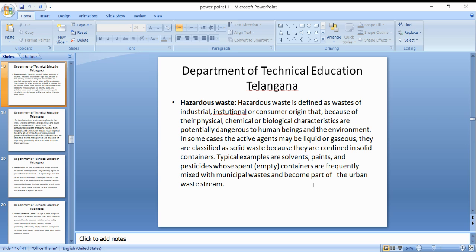For example, if we leave paint that contains some chemicals like that, it will become hazardous. In some cases, the active agents may be liquid or gaseous. They are classified as solid waste because they are confined in solid containers. Solvents, paints, and pesticides, whose spent containers are frequently mixed with the municipal waste, become part of the urban waste system. Poisonous things, if we keep them stored for a long time, will create hazards.